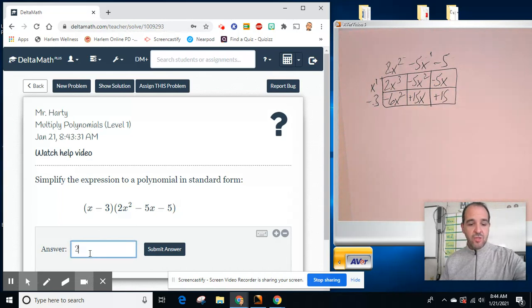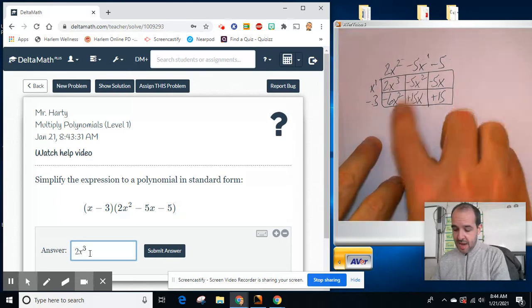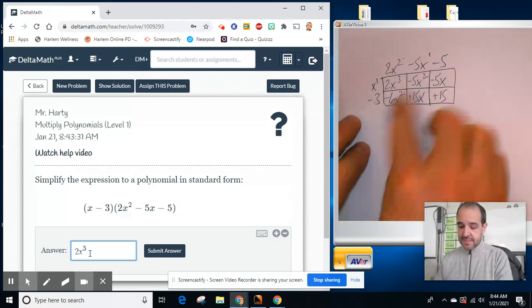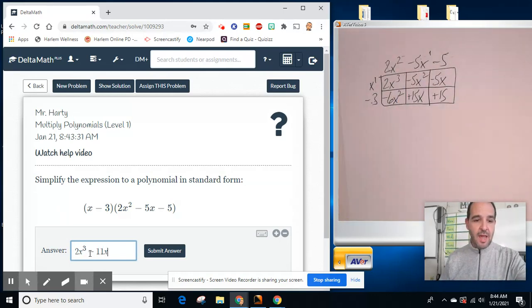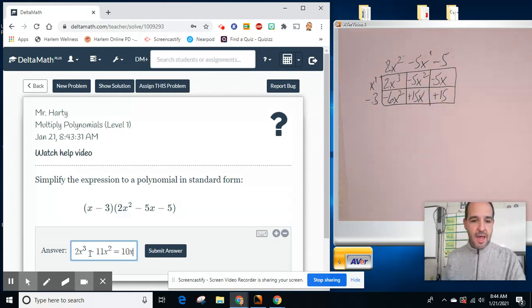So here I've got 2x. I'm going to use Shift 6. It goes up there for me. 2x to the third. My next pair, again, once the box is filled, I'm just combining like terms. So -6 and -5 is -11x, Shift 6, squared. 15 minus 5 is 10, plus 10. Oops.